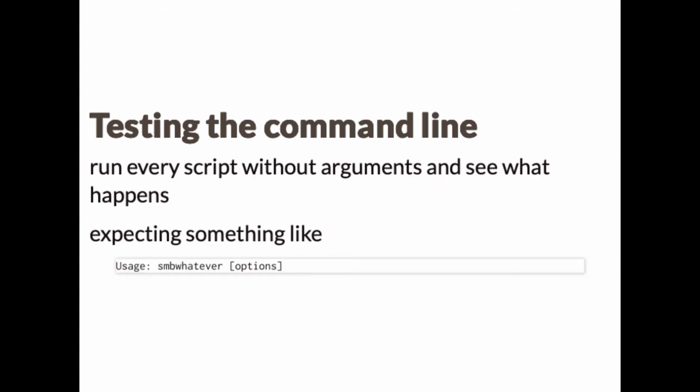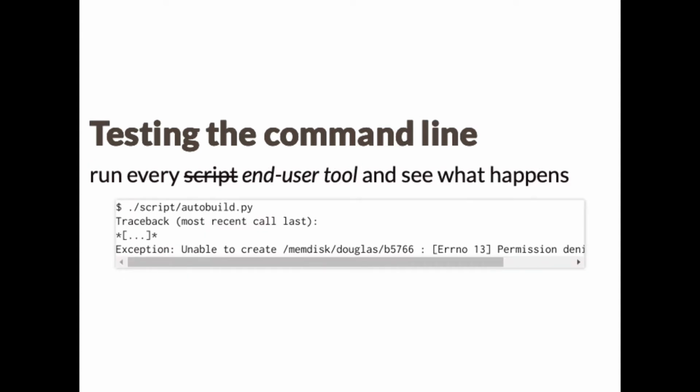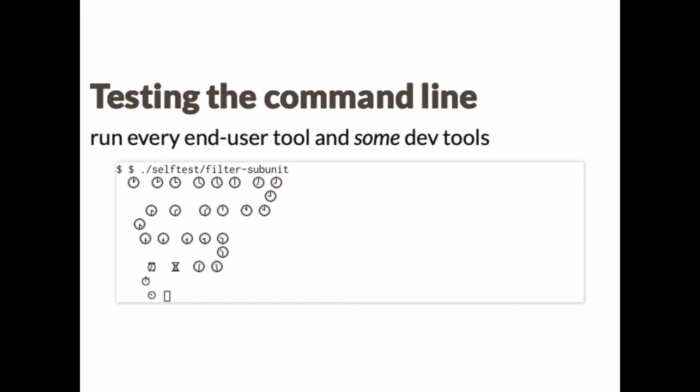So I ran every script to see what would happen in an automated test. And it would pass if it said usage, and it would fail if it didn't. And then I decided I'd run every end user tool, because like autobuild jumped right out of the test environment into something that didn't exist, thankfully. And then let's say like this other one, selftest filter subunit, it's wanting something in standard in, and it's putting onto standard out, it's just a filter kind of thing. So it just waited and waited and waited. It's never going to print usage unless you put usage in.